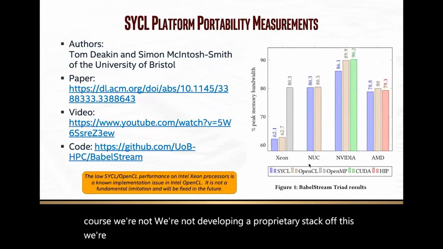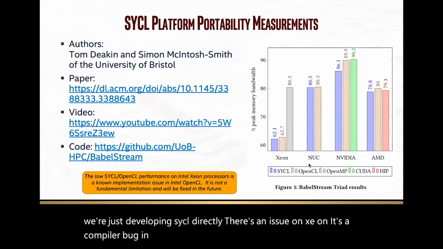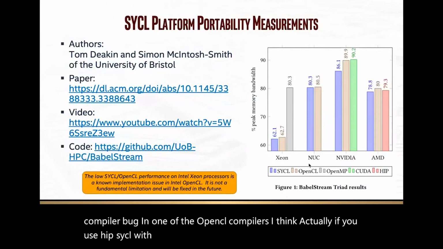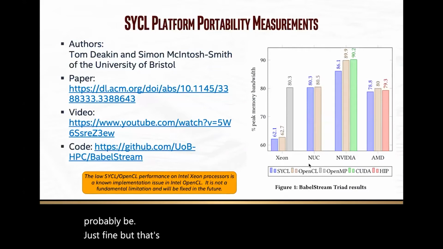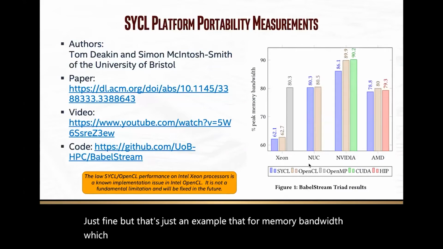There's an issue on Xeon. It's a compiler bug in one of the OpenCL compilers. I think actually if you use hipSYCL with OpenMP or something else, it'll probably be just fine. But that's just an example that for memory bandwidth, which is extremely important for CFD engineering type workloads, SYCL gives a very compelling performance portability.